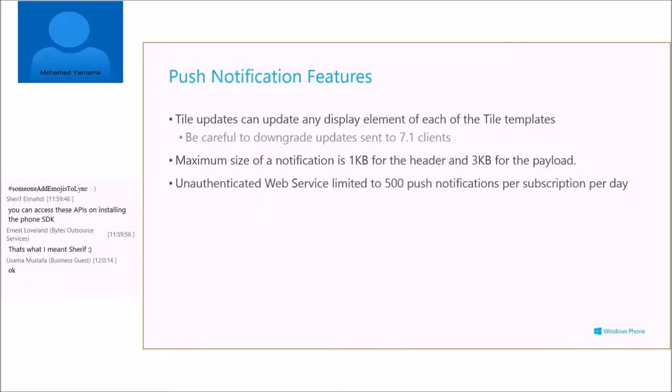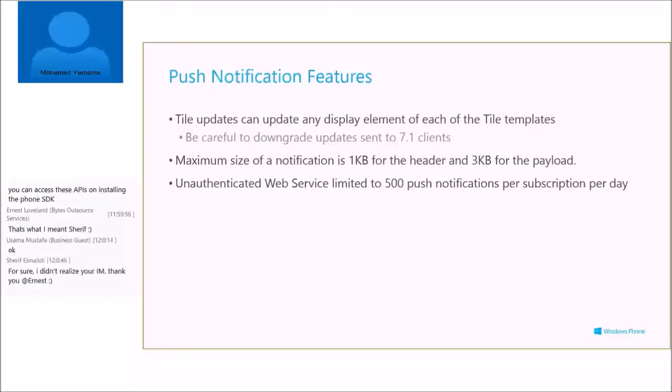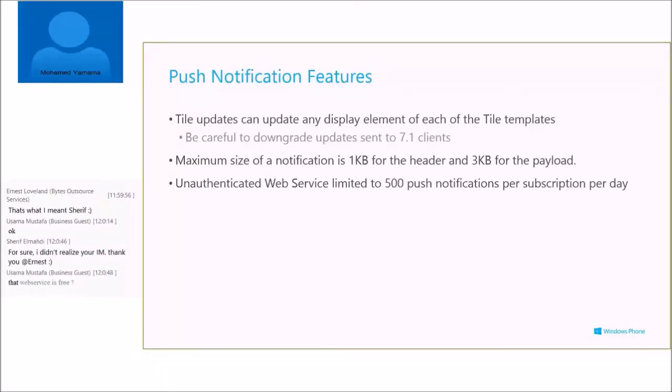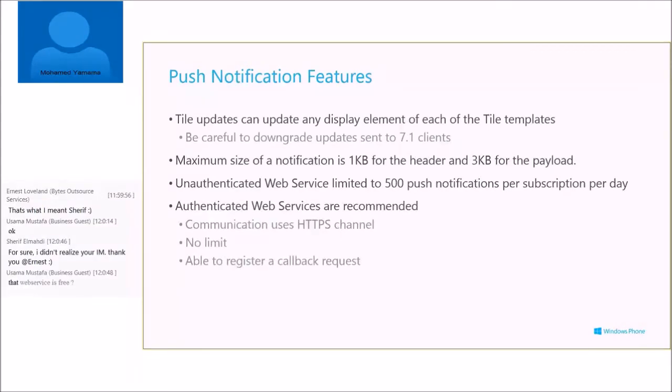There are two types of web services: authenticated and unauthenticated. The unauthenticated are limited to 500. From the server side, you can have your web service run as unauthenticated, which means it's limited to 500 push notifications per subscription per day. If you want to remove that limit, you have to move to an authenticated web service, which means you communicate with the MPNS over an HTTPS channel. It gives you even more things, like the ability to register a callback request, for example, and what have you.